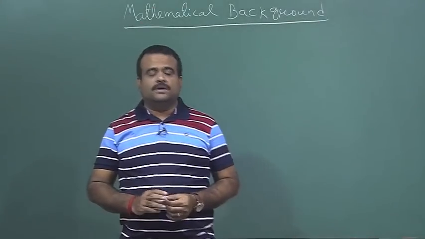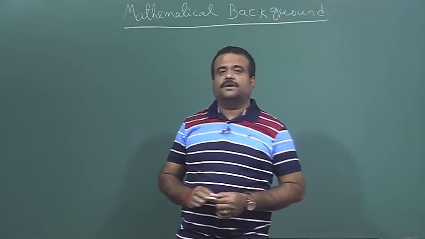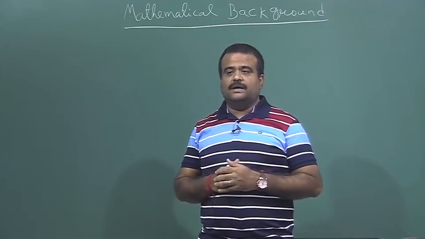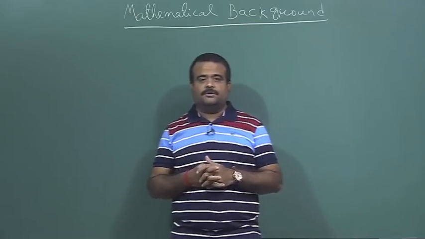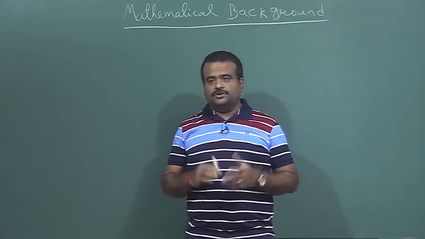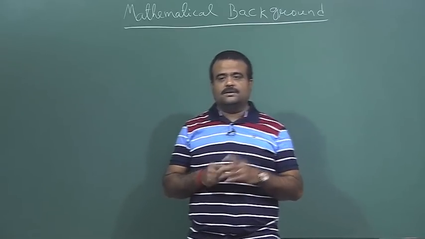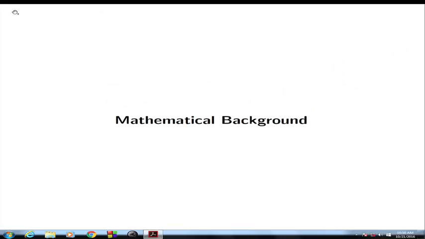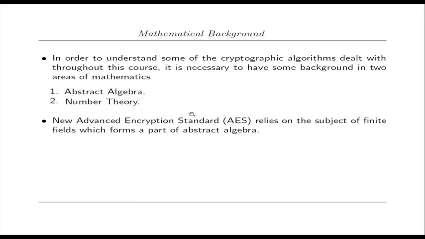Okay, so we talk about some mathematical background which is required to understand the cryptographic algorithm. We have seen that for LFSR we are using something called primitive polynomial. And for AES we need to use some Galois field polynomial, but the Galois field knowledge, finite field. So this mathematical background is required. In order to understand some cryptographic algorithm dealt with throughout this course, it is necessary to have the background in basically two areas, like abstract algebra and number theory.